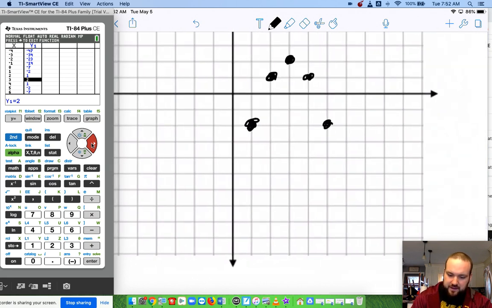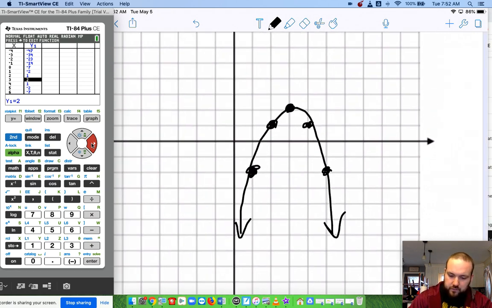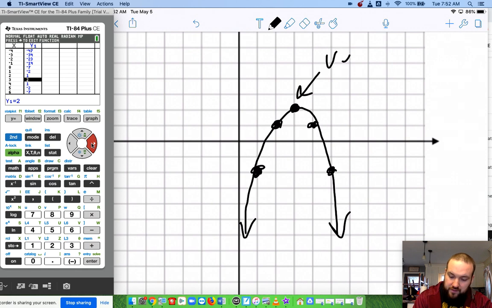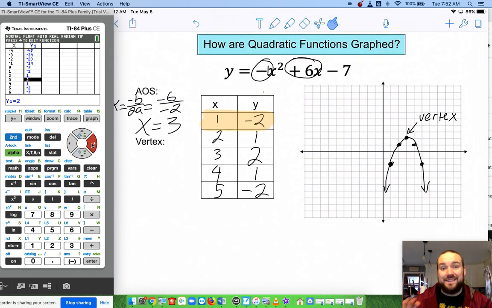And I can see that I have this parabola shape. It's opening down because the a value is negative. You do not have to label the vertex, but it's good to just keep a reminder that the vertex in this case is a maximum because it's up at the top of the graph.